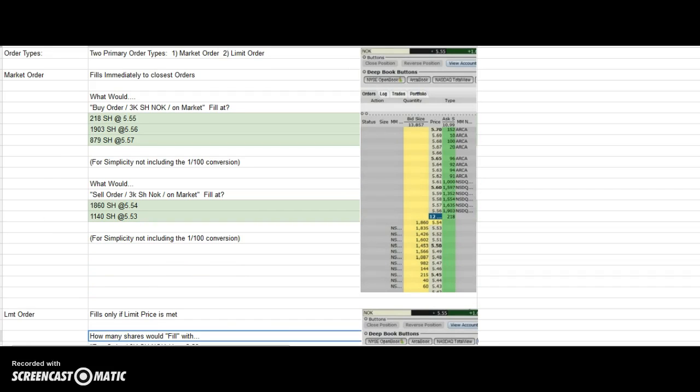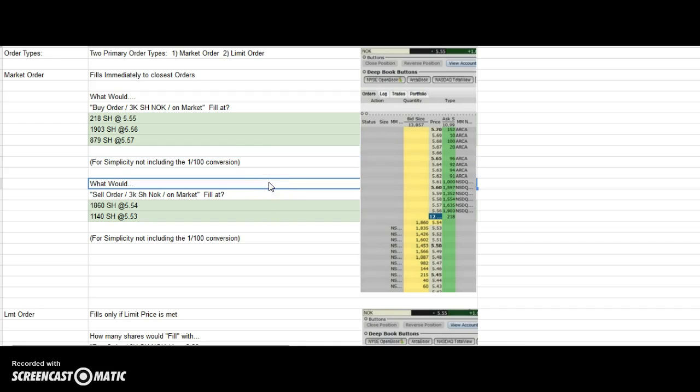Now on to order types. There are two primary order types, market order and limit order. Market order immediately fills to the closest orders. So what that means is if someone were to enter a buy order for 3,000 shares of Nokia on market, it would fill at 218 shares at 555, 1903 shares at 556, 879 shares at 557. And for simplicity, we're not including the 1 for 100 conversion. We're just looking at the numbers as they are in the photo.